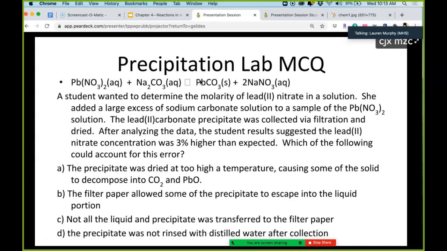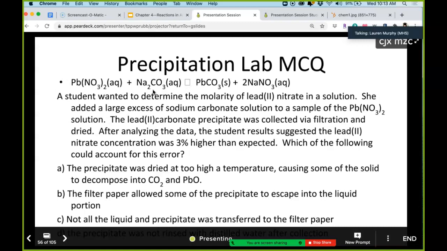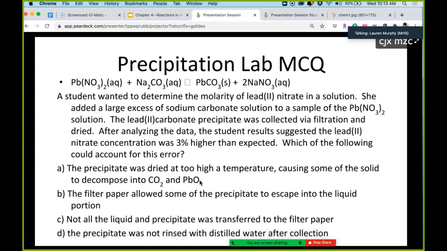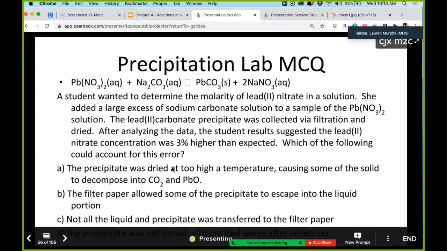It's artificially high. So they're trying to find reasons why their concentration is artificially high, which means their precipitate must be artificially high. They got too much precipitate. So below, what is a reason that they would have gotten too much precipitate and in turn a too high concentration of lead 2 nitrate? So the first option says that they heated it too hot and it decomposed into two different things. That's not going to affect this precipitate, okay?